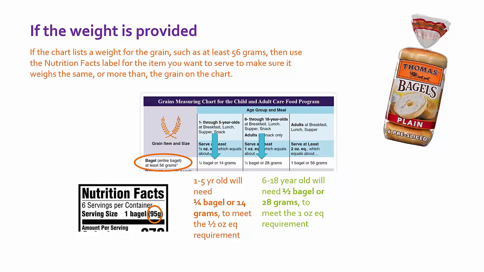item on the chart. So let's do bagel again. We have here a bagel, and it does list a weight, which is 56 grams. So I put an example here in the bottom, and this bagel weighs 95 grams. So we could use this item. So let's go ahead and take a look at these columns. A child that's 1 through 5 years old will need to be served at least 1/4 of a bagel, and a child that's 6 through 18 will need to be served half a bagel, okay?